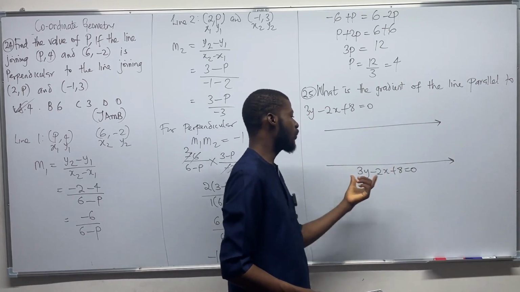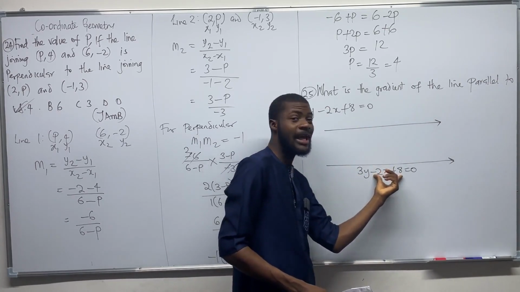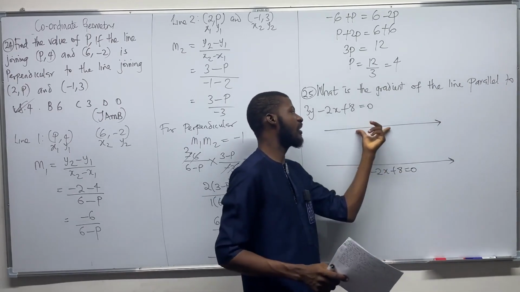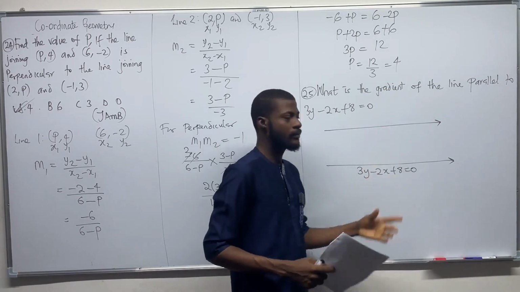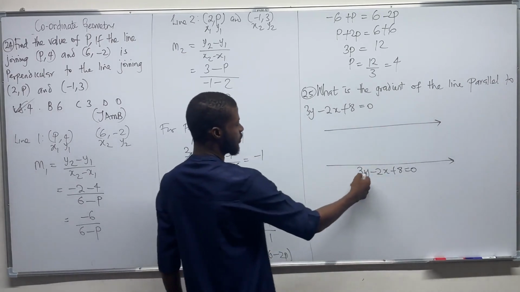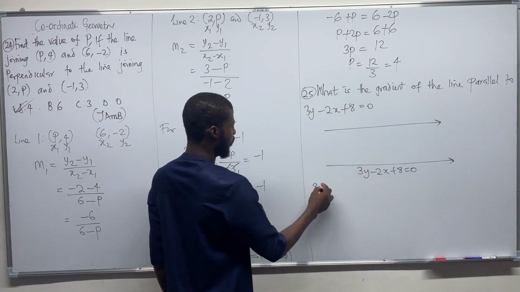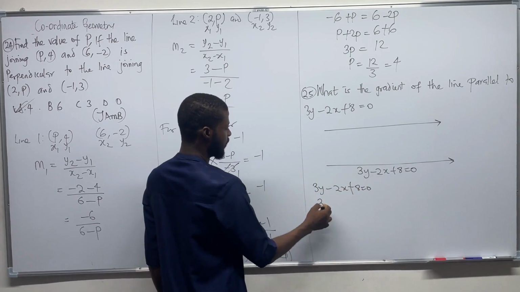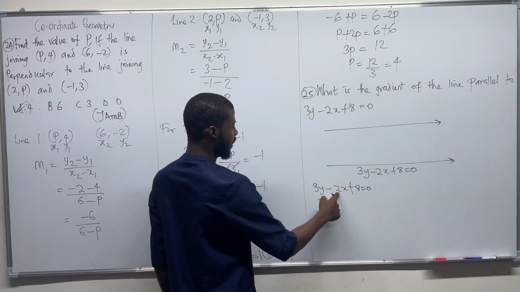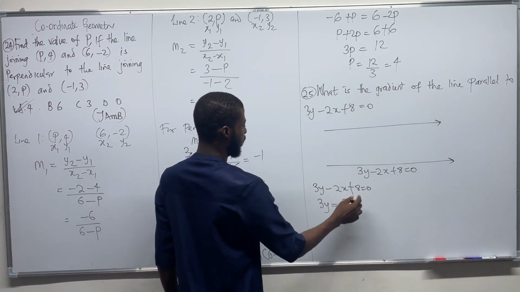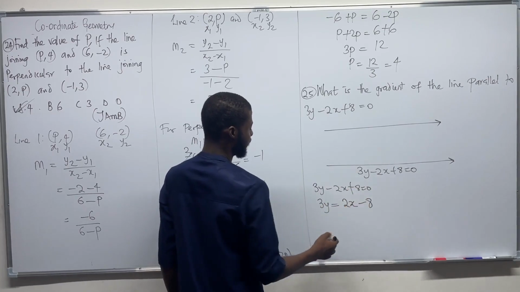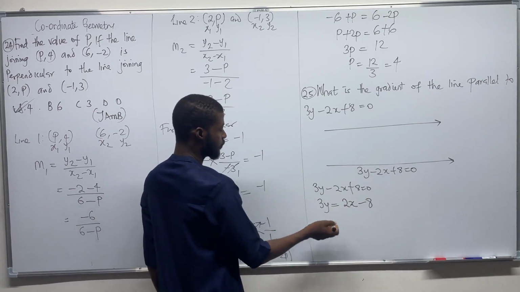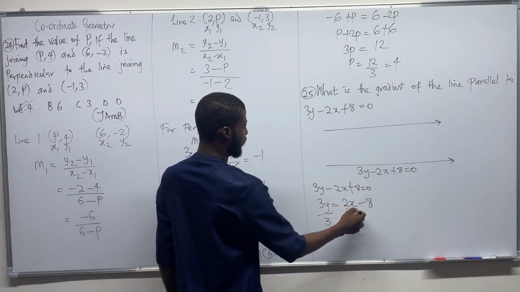So how do we do that? We first of all have to find the gradient of this very line. And then using the relationship we already know, we can find the gradient of the line parallel to it. So how do we find the gradient? We first have to make y the subject. So 3y minus 2x plus 8 is equal to 0. Let us make 3y stand alone first. If minus 2x goes away, it becomes 2x. If plus 8 goes away, it becomes minus 8. But the next thing for me to do is to divide every single thing by 3. So I'm going to say over 3, over 3, over 3.